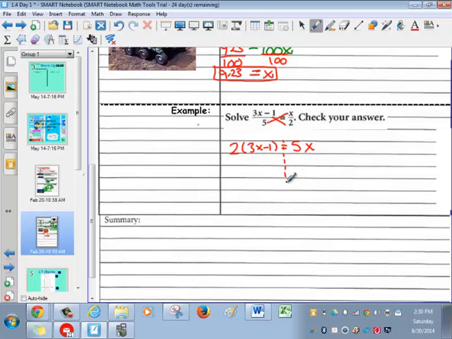Now we're going to use a little bit the railroad track method to solve this. I'm going to do 2 times 3x and then 2 times 1. That gets me 6x minus 2, and then the right side I still have 5x.